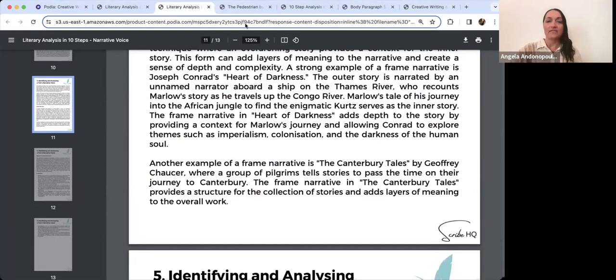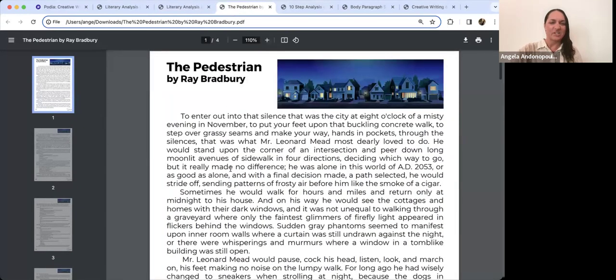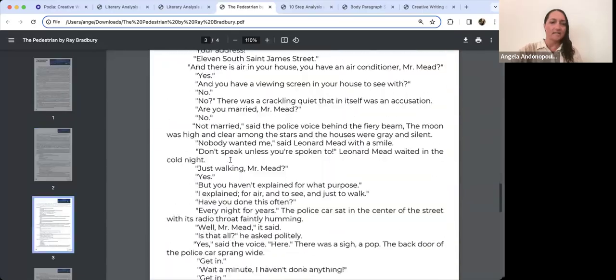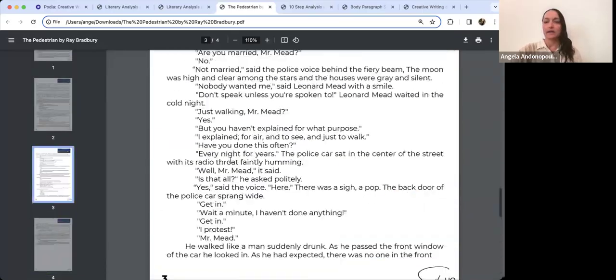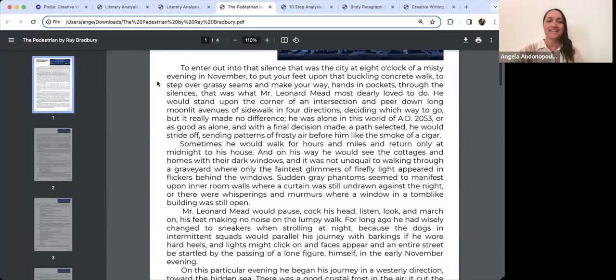Okay, so let's dive into The Pedestrian. Okay, as I said, it's a little bit long. It's not quite 4 pages, but I won't rush it too much, but hopefully it won't take too much longer than last week's reading.